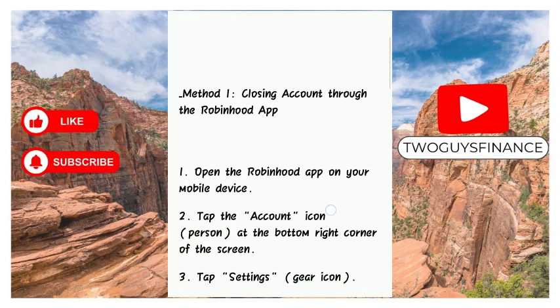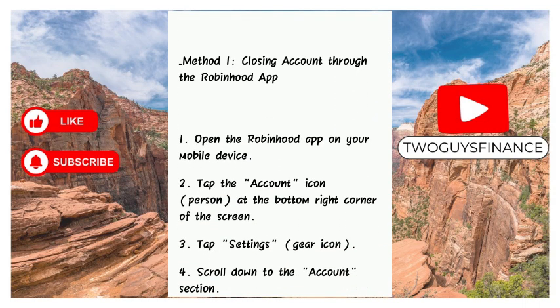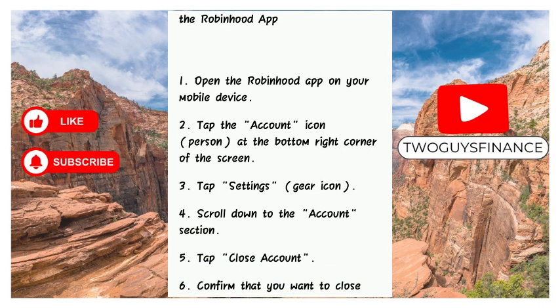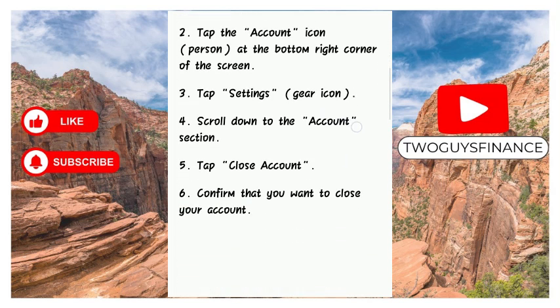The first method is closing your account through the Robinhood app. The first thing you want to do is open the Robinhood app on your mobile device. Tap the account icon at the bottom right corner of the screen, then tap settings, scroll down to account section, and then tap close accounts. Then confirm that you want to close the accounts.